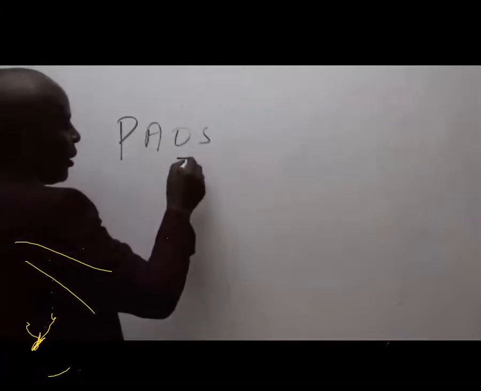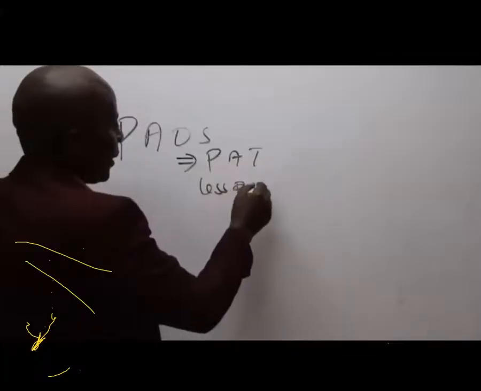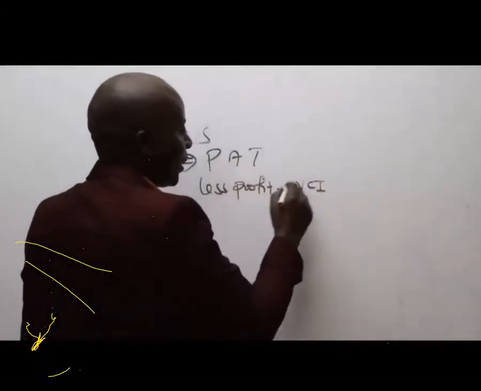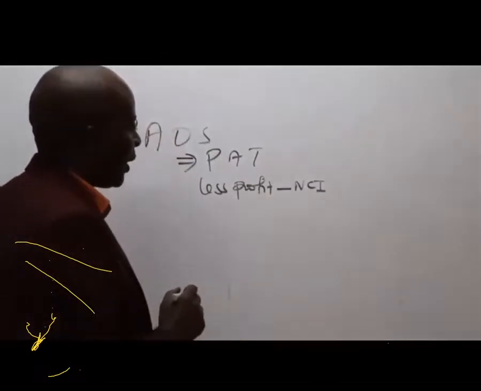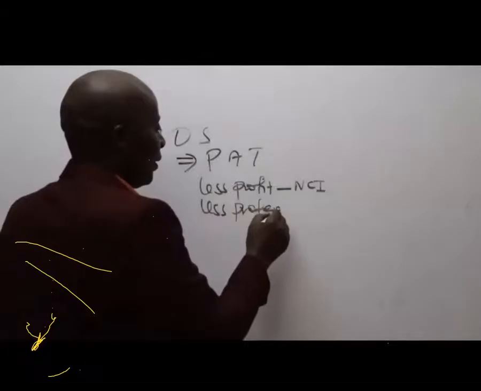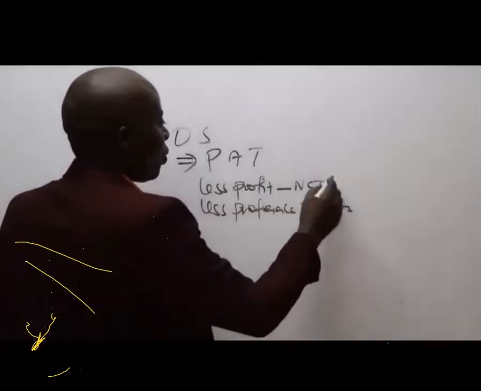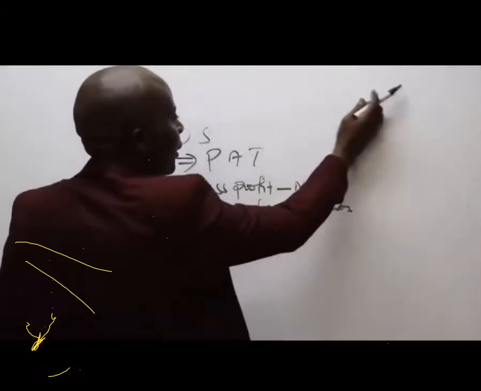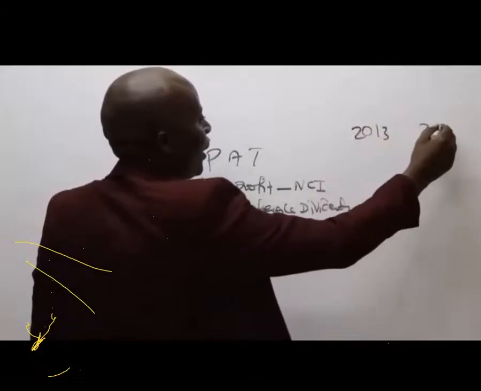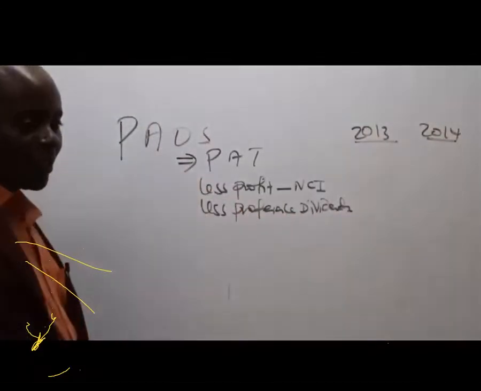How do we get this? We normally take the profit after tax. We less profit attributable to NCI. And then, of course, we less preference dividends. So you've got 2 years there: 2013 and 2014 like that.